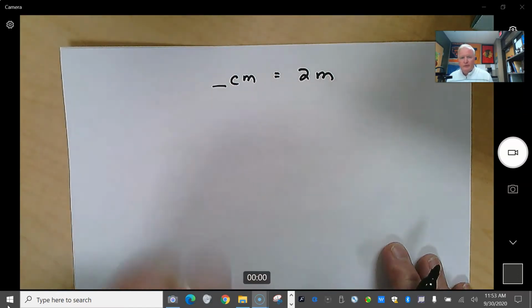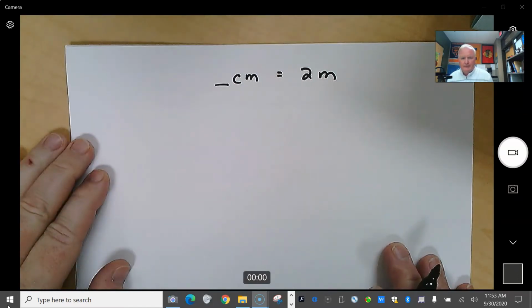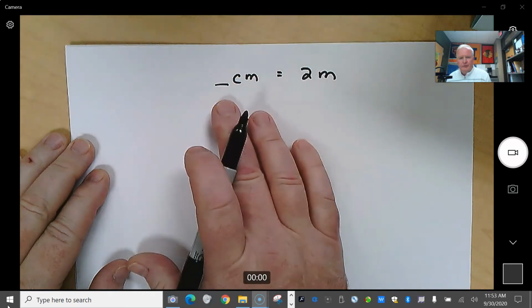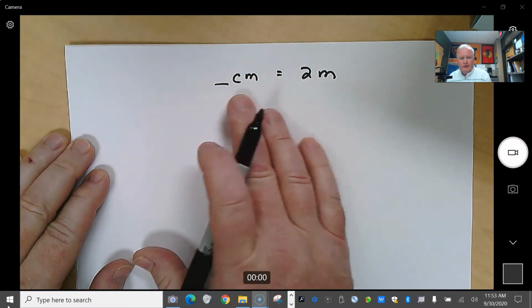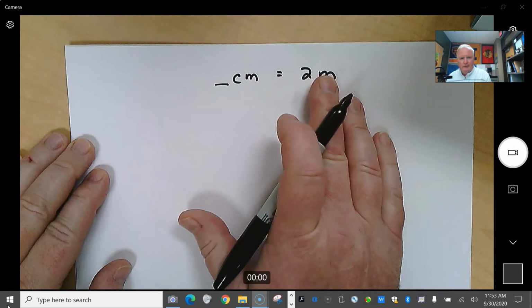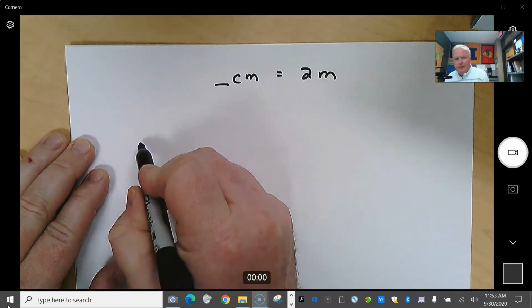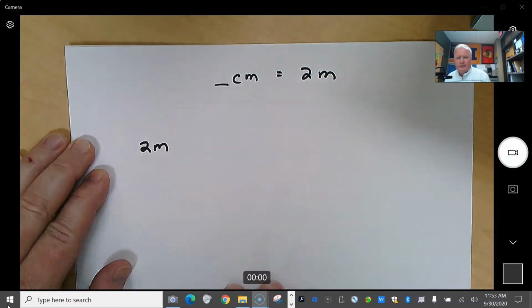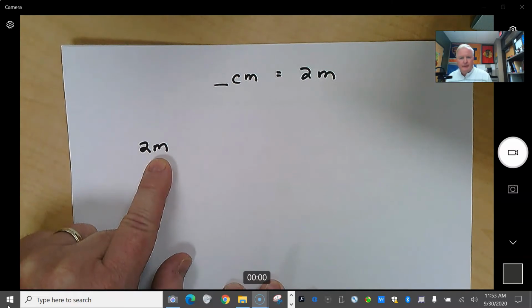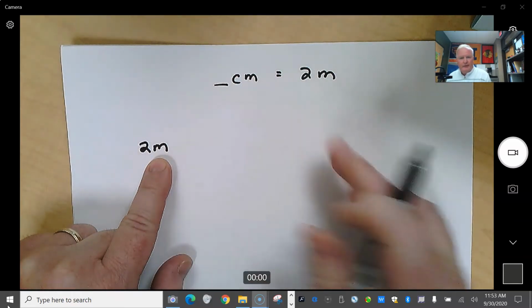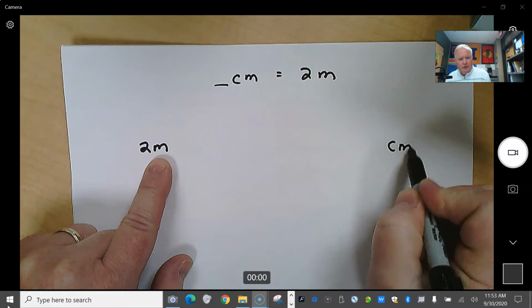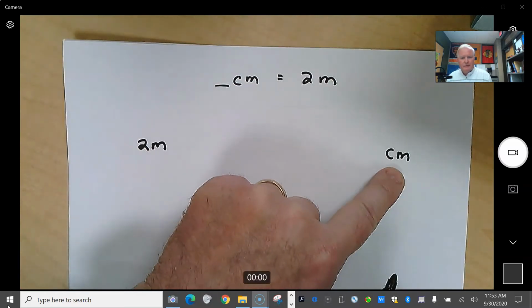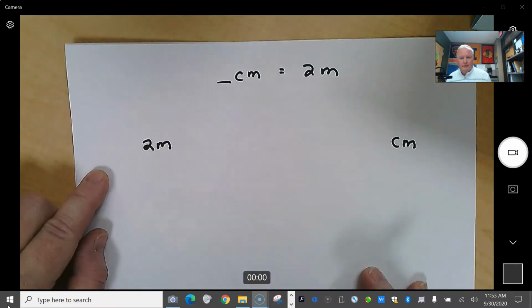And so what we do is we do a 6-step process. Right? First thing is when we have a conversion question, we take what's given to us and we put it right here, 2 meters. That's what's the given. And our goal is to find out how many centimeters, so we put a goal right there. That's our goal. That's step 1.